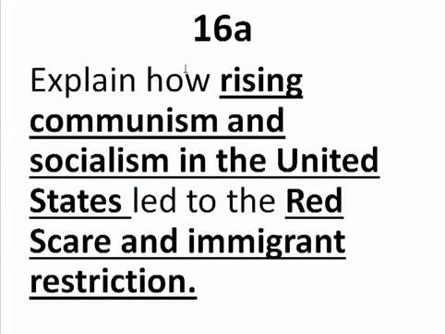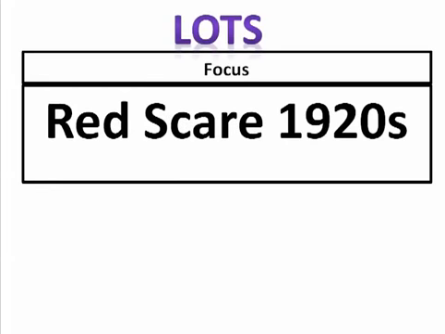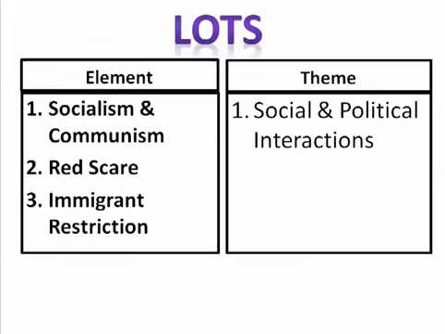16A. Explain how rising communism and socialism in the United States led to the Red Scare and immigrant restriction. So we're going to be looking at the Red Scare of the 1920s and how in the Red Scare we limited or restricted immigration from Southern and Eastern Europe. Our elements are socialism and communism, their rising popularity in the United States, the Red Scare of the 1920s, and immigration restriction. Social and political interactions are the themes.